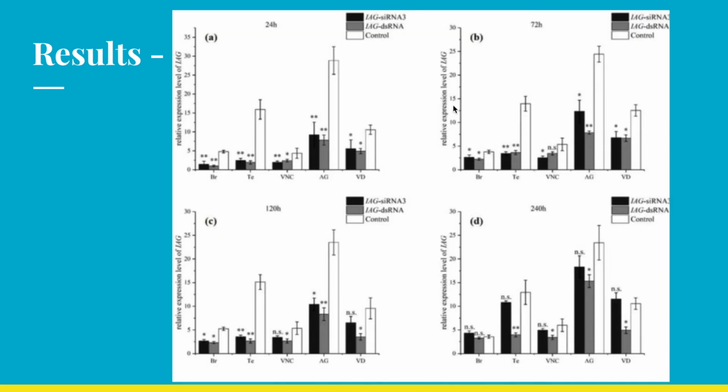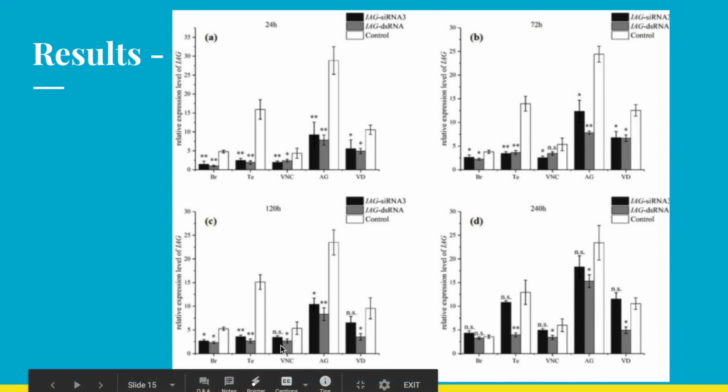This graph right here explains all the information on the last slide. As you can see, this is 24 hours. siRNA3 and dsRNA are working perfectly fine in silencing gene expression. After 72 hours, dsRNA is not significant. After 120 hours, siRNA is not significant, and neither is the vas deferens. And then you can see at 240 hours that all the siRNA are non-significant right here, and you can see some of the dsRNA, such as the brain, just the brain, are not significant.